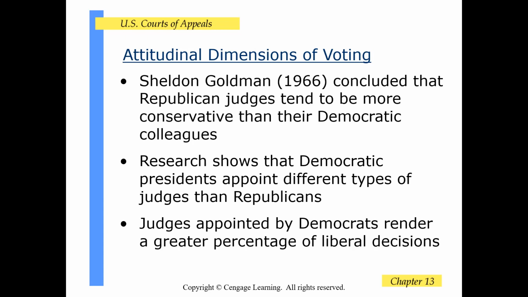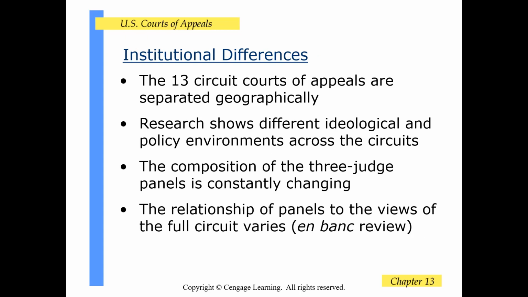There are, of course, attitudinal dimensions of voting at the U.S. Courts of Appeals. Sheldon Goldman in 1966 concluded that Republican judges tend to be more conservative and Democratic judges more liberal, which is not surprising at all. Research shows that Democratic presidents appoint different types of judges than Republican presidents. Again, not surprising. Judges appointed by Democrats render a greater percentage of liberal decisions than those appointed by Republicans, again, keeping in line with the political and attitudinal dimensions of voting.